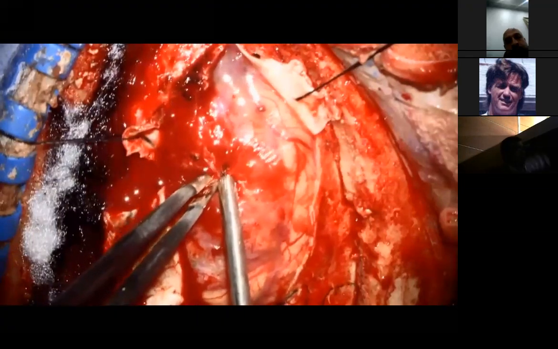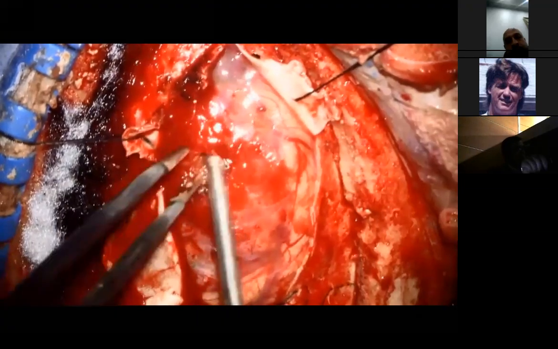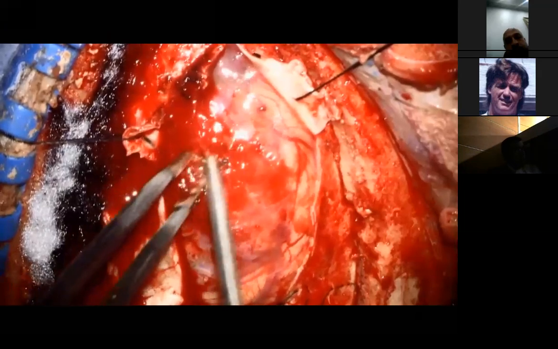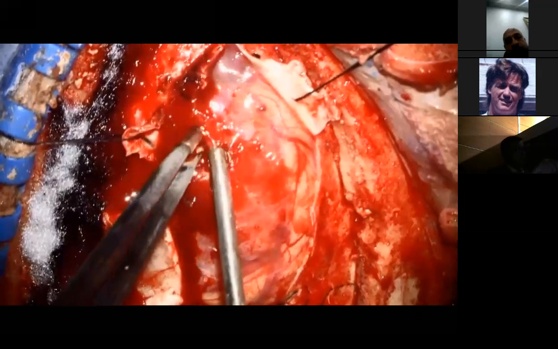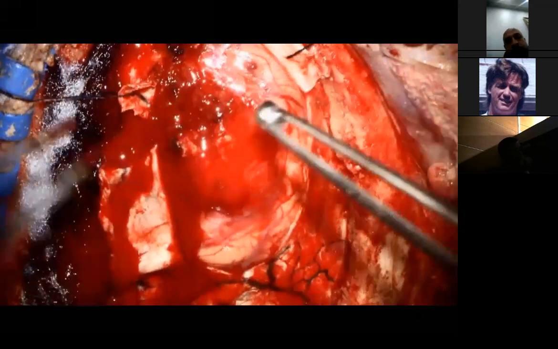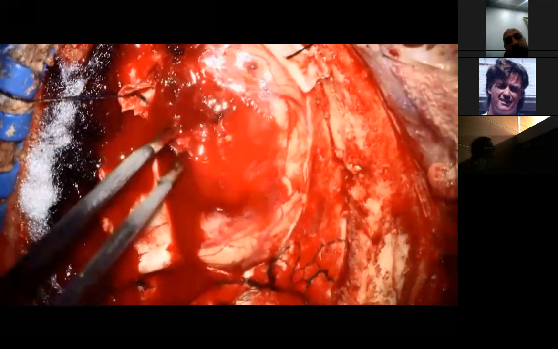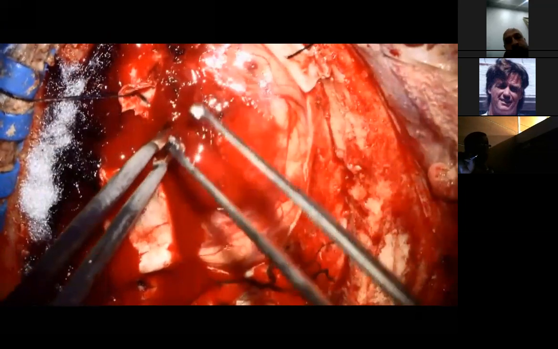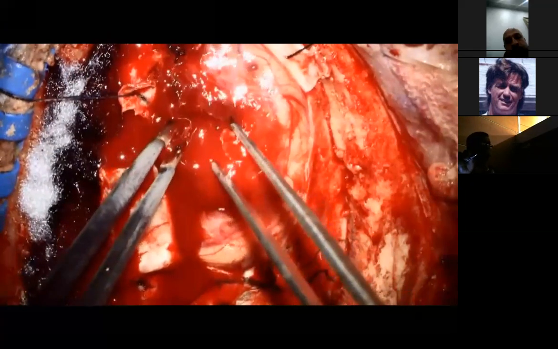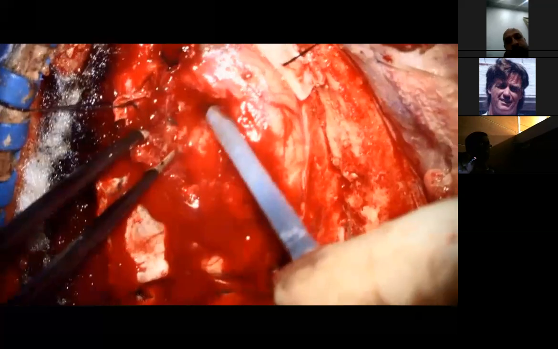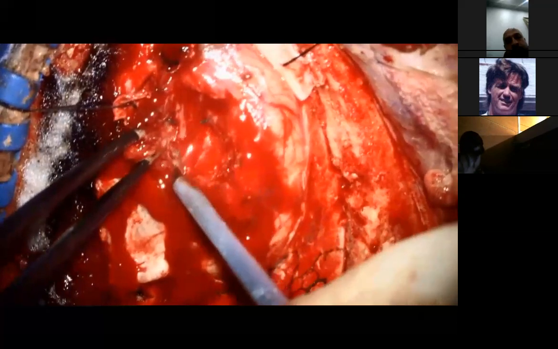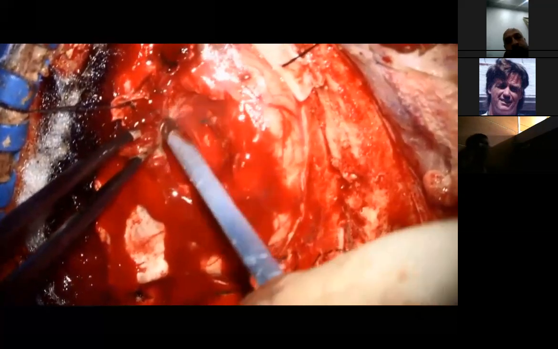So this is midline. We're in the right frontal area. This is lateral, this is middle, this is midline. Here is the left side. And you can see the tumor. So still very vascular. That's why I say maybe about 30% has been removed. And this bleeding will continue till the end, till the last piece.